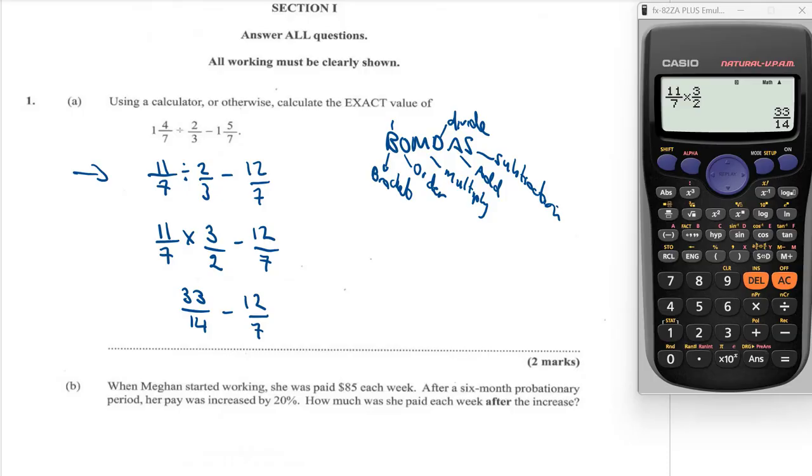And then what we need to do now, we need to subtract 12 over 7 from this. So we have 33 over 14 minus 12 over 7, and that is going to give us 9 over 14. So let's look at the next question.